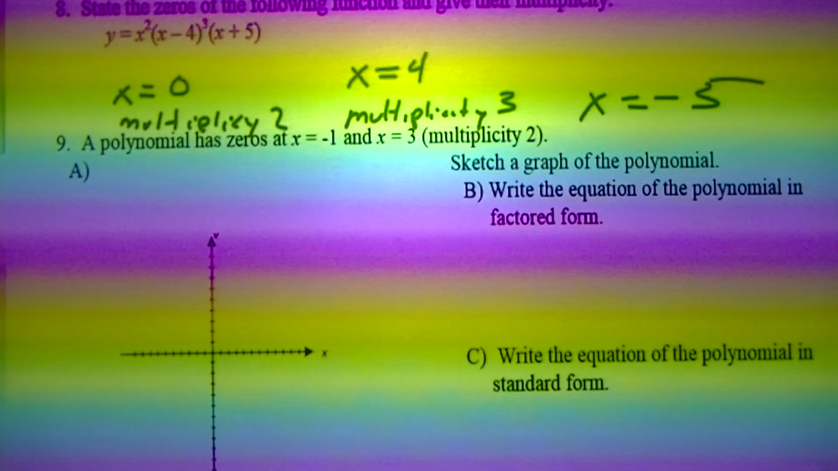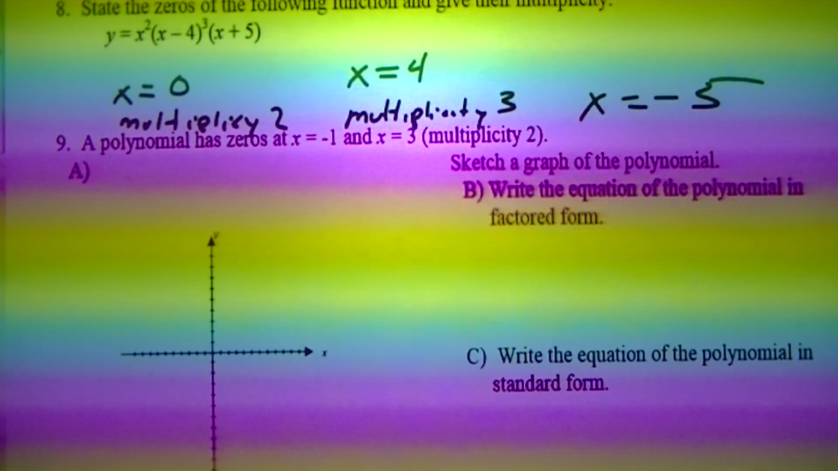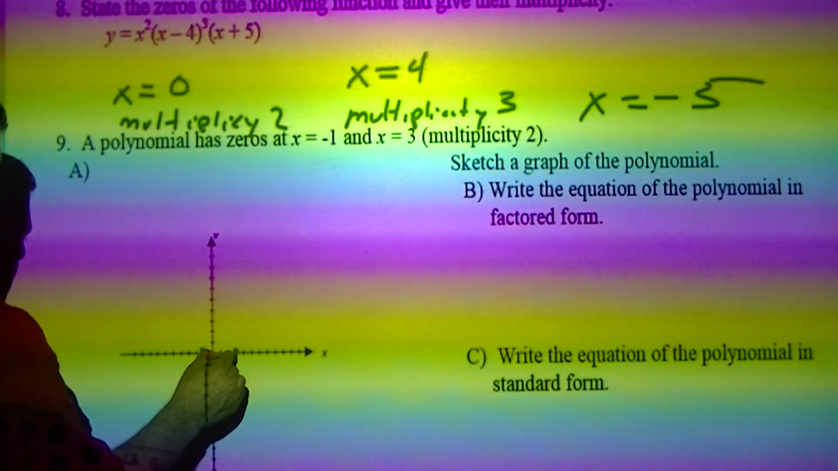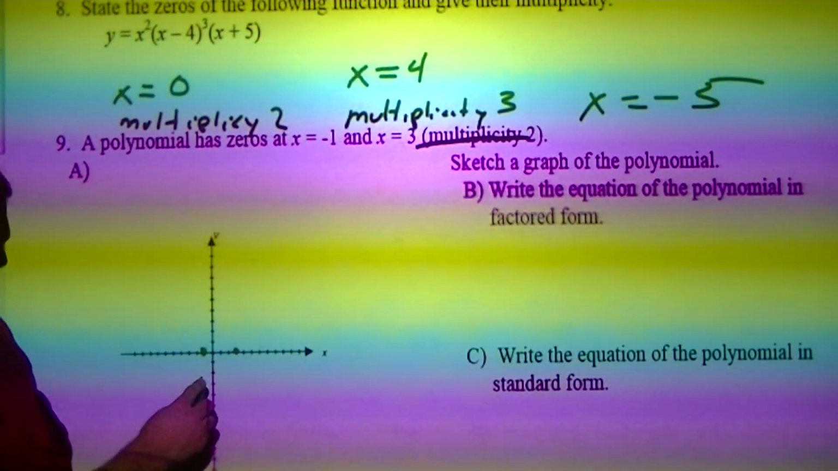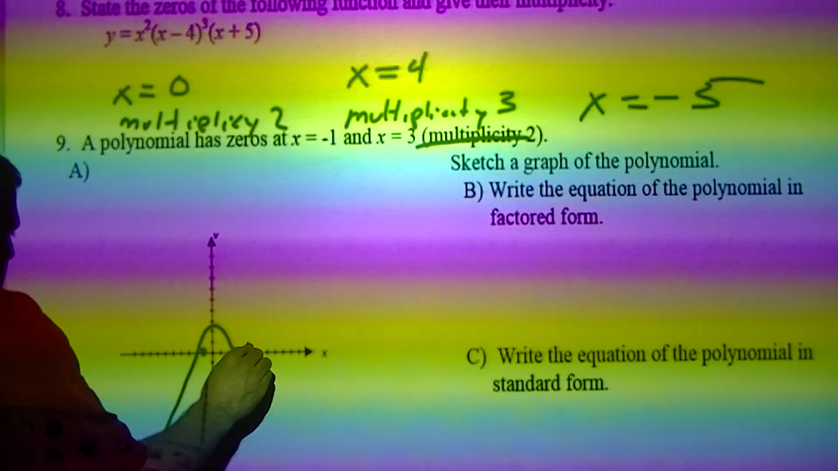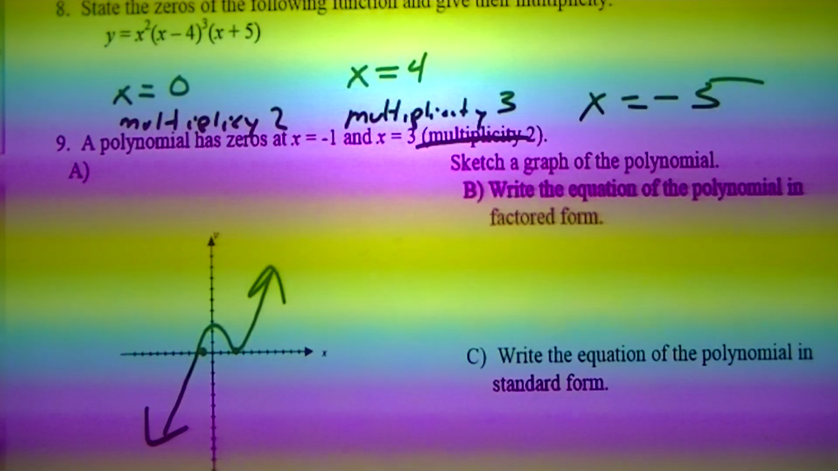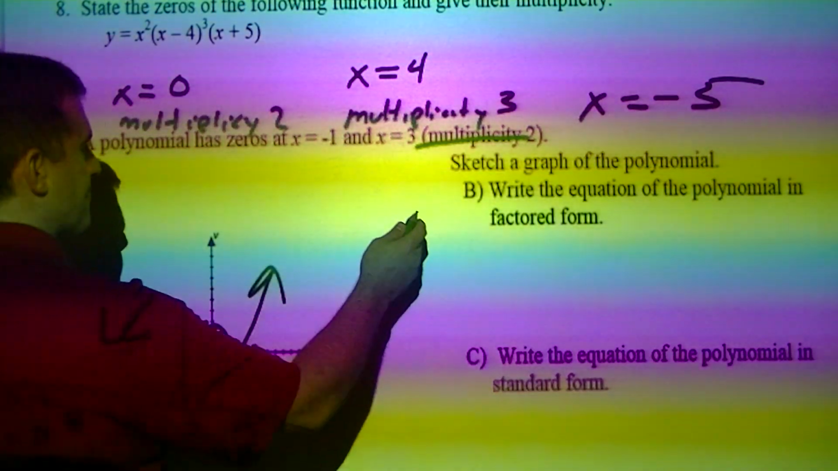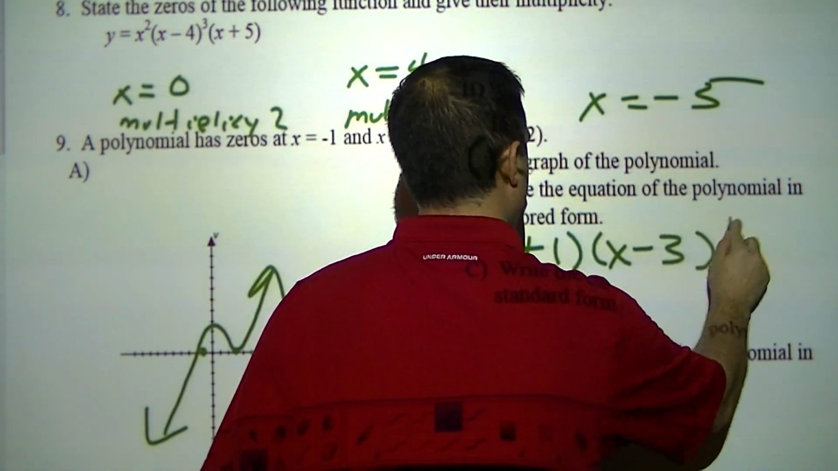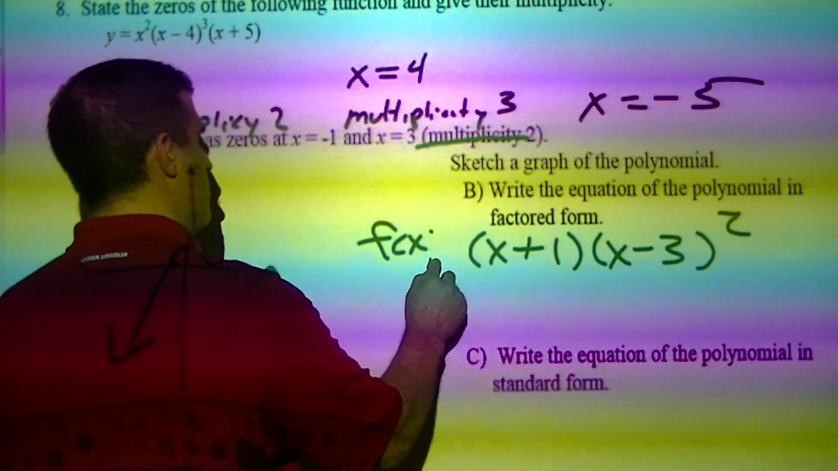State the polynomial that has a zero at negative 1 and a multiplicity of 2 at 3. So I'm at negative 1 right here. If a multiplicity of 2 is at 3, that means I'm going to do something like this. It's going to hit, do that, and bounce right back up. Okay. What is the factored form? Okay, that would be x plus 1, x minus 3 squared, because it has a multiplicity of 2.